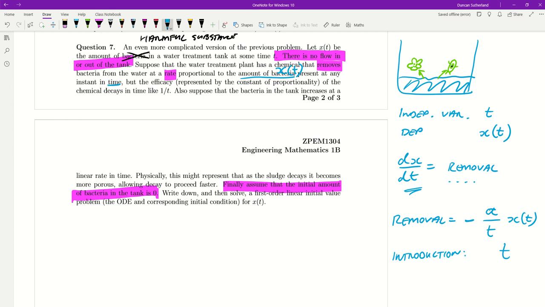And this could be any rate of increase. So if we've got a sludge that's quite good at producing this harmful substance, we want to be able to represent that as opposed to a sludge that's not very good at producing this substance. So we've got some constant multiplier b. That just sets the rate. So if b is large, that's obviously producing bacteria faster than if b was small. Finally, assume that the initial amount of bacteria in the tank is 0. Well, that just tells us an initial condition.